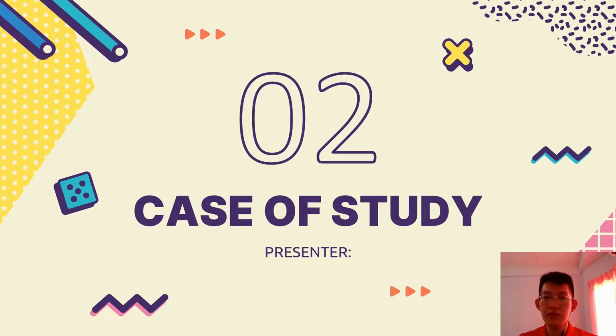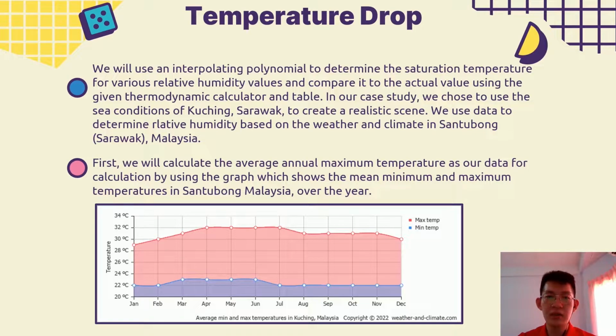My name is Yikisu. We will present the case of study. We choose the case study which is the temperature drop. We will use an interpolated polynomial to determine the saturation temperature for various relative humidity values and compare it to the actual value using the given thermodynamic calculator and the table. In our case study, we choose the sea condition of Kuching, Sarawak to create a realistic scene. We use data to determine relative humidity based on the weather and climate in Santubong, Sarawak, Malaysia.